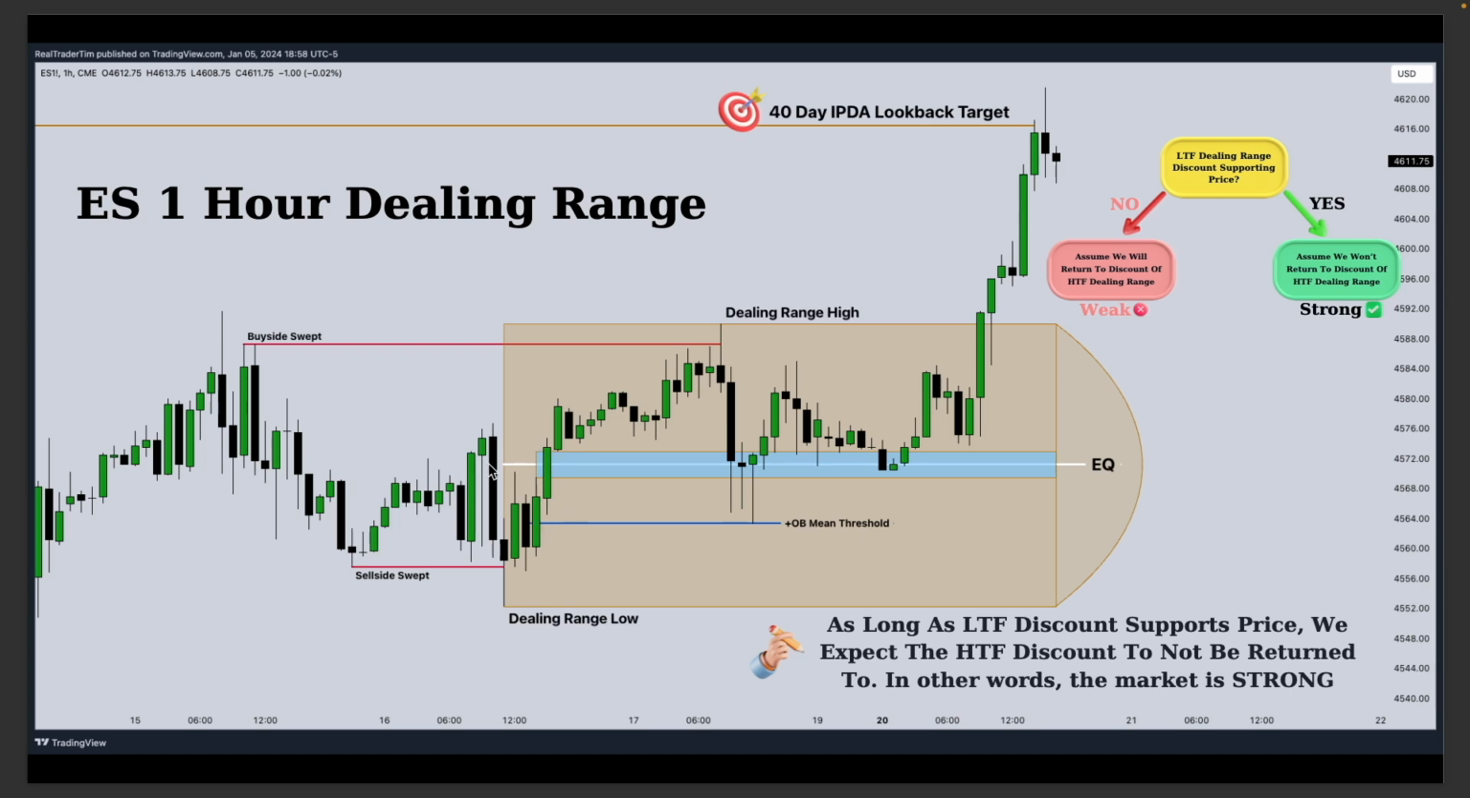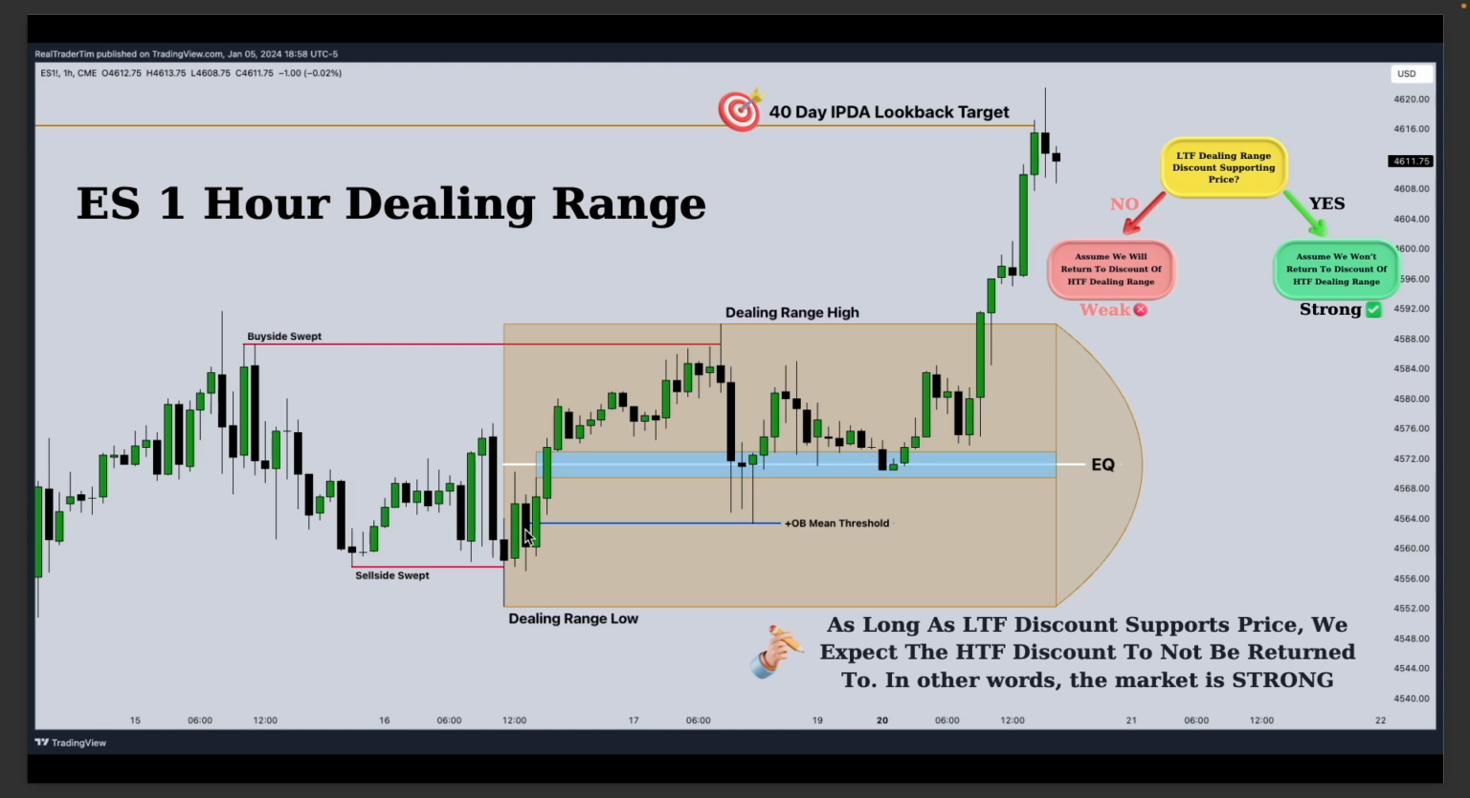So as long as those discount key reference points support price and we don't purge this dealing range low, what did we discuss earlier looking at this yes-no statement? As long as the lower time frame dealing range discount key reference points support price, we're assuming that we won't return to a discount of the higher time frame dealing ranges. So is this supporting price? Yes. Now it's easy to say that in hindsight, but that's where the signatures come in.